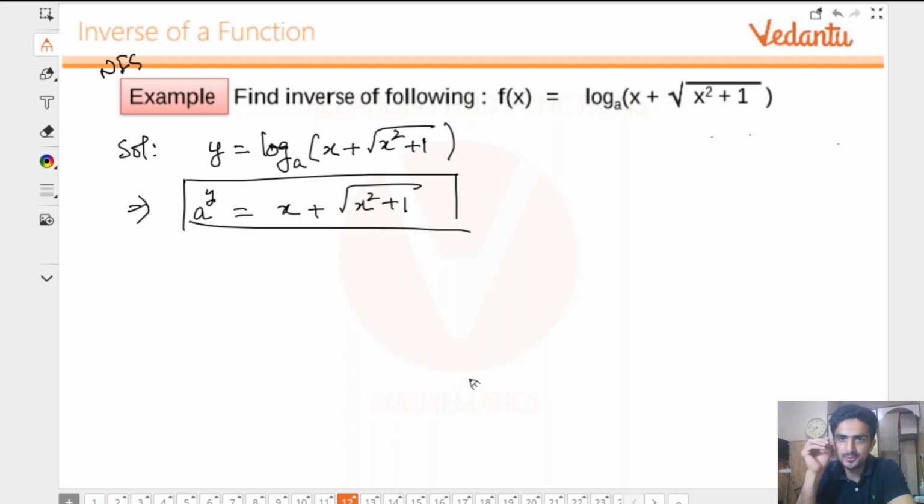Anybody getting closer? I will not tell that. You need to express x in terms of y. That is all I can tell you. No, a is fine. A is not an issue, a is just a constant. So a is not an issue. A to the power y will be there. That is not an issue.